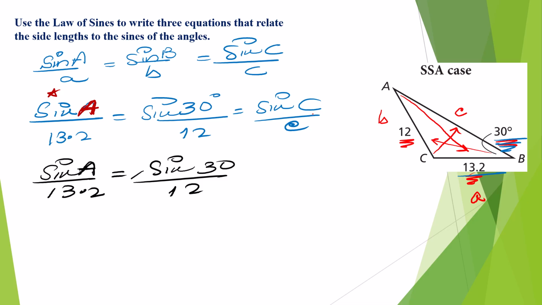So I will cross multiply. I will write sine A times 12 equals 13.2 times sine 30.